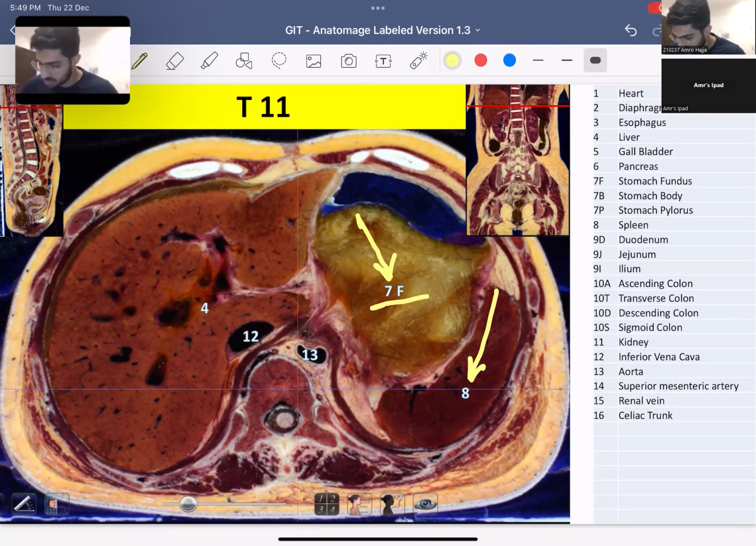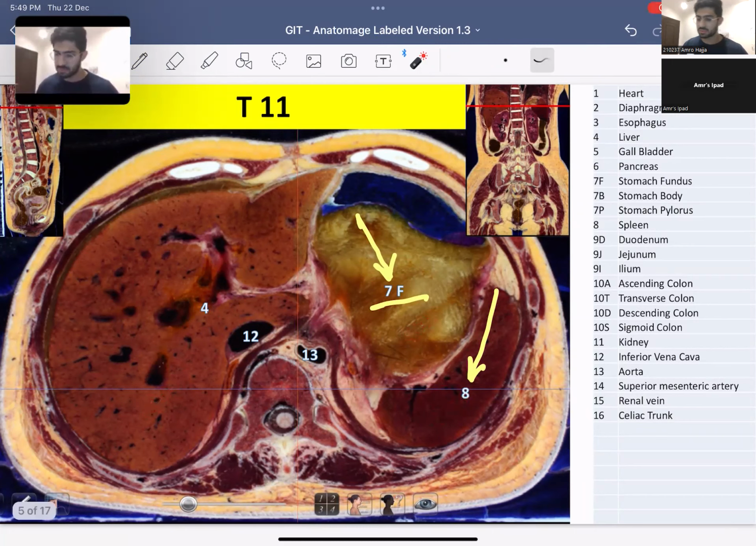So the first question is going to be asked about the name, which is basically stomach, and the spleen, and the relationship between both. Okay, so the spleen is located posteriorly to the stomach. Okay. And this is basically the question that's basically about the stomach. This is T11. So as we said, T11: spleen, stomach, and liver.